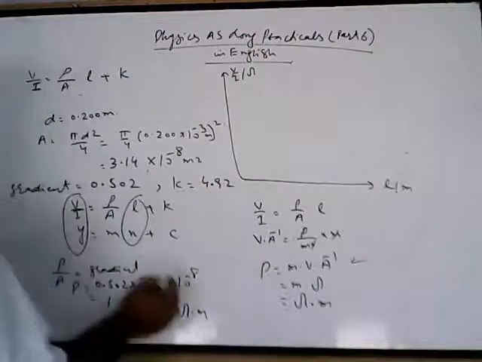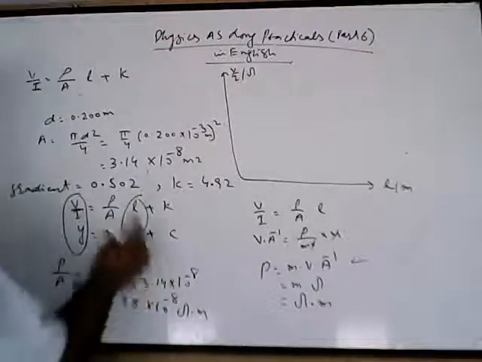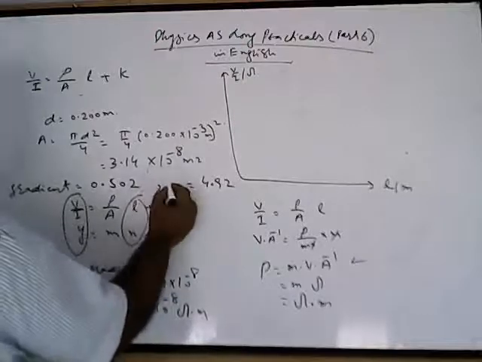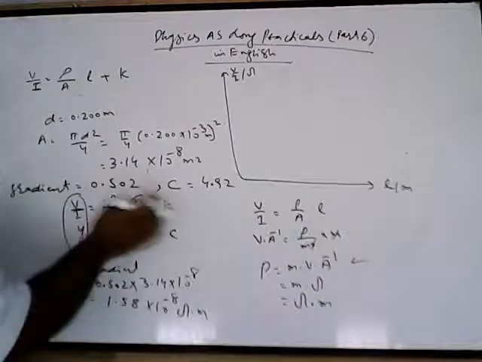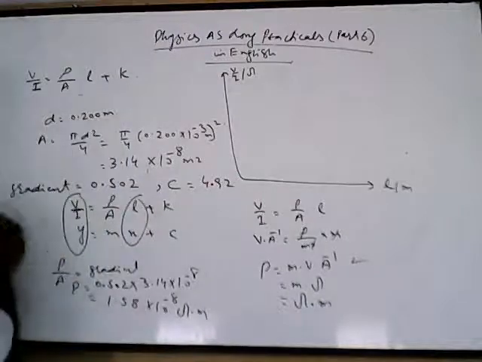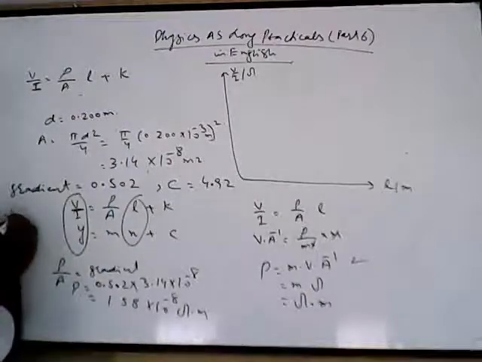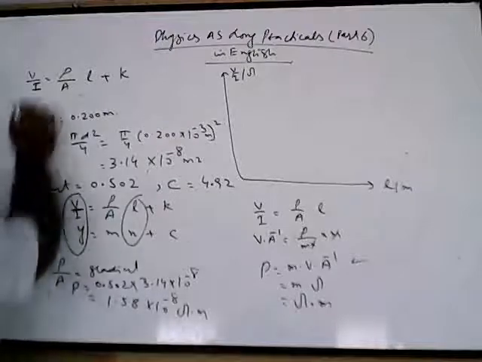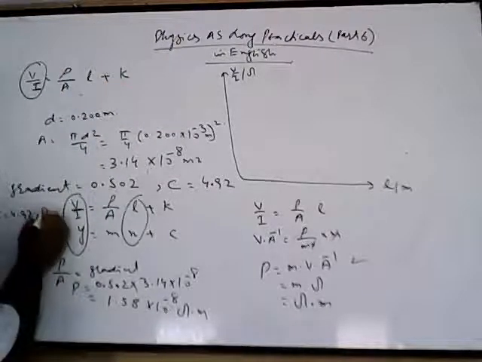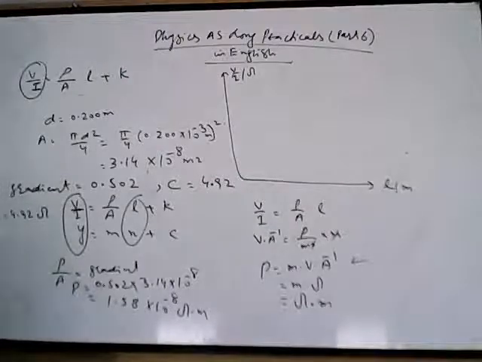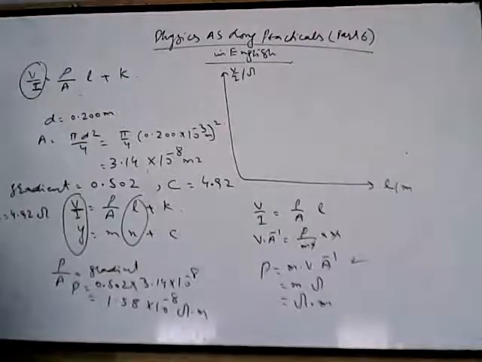And clearly the y-intercept is 4.92. Suppose C is the y-intercept. The y-intercept is 4.92, so it is equal to K directly. So I will write K must be equal to 4.92. Its unit will be the units of V upon I, which is ohms or volt per ampere. So in that way, we can calculate the things from the gradient and y-intercept. Always the units should be given by the homogeneity of the equation.